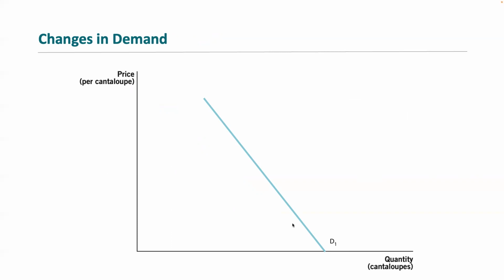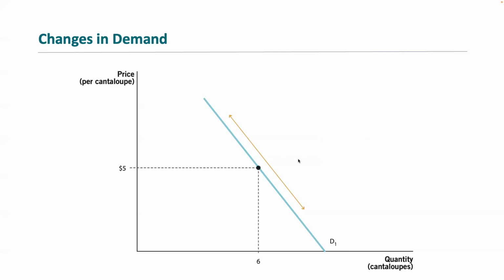So here we have our original line. We're going to call that D1, and we're looking at price and quantity demanded of cantaloupes. So with that first click, if there's anything that changes with that price, we're just going to have movement along this curve. And just like with our other demand curves, it is downward sloping because of that law of demand. There's an inverse relationship that as that price increases, the quantity demanded will decrease.